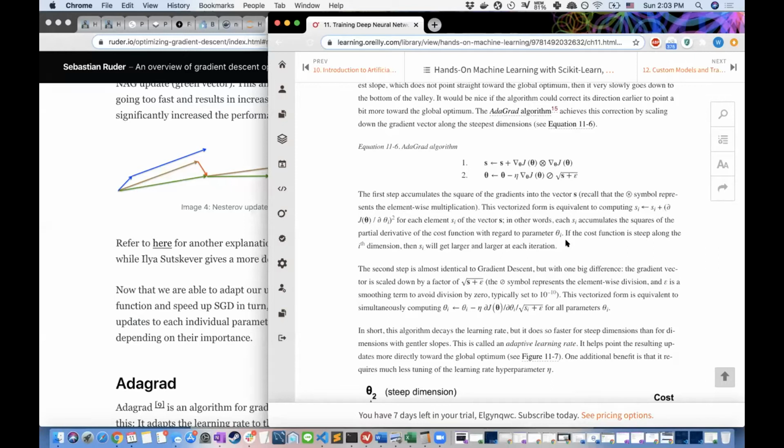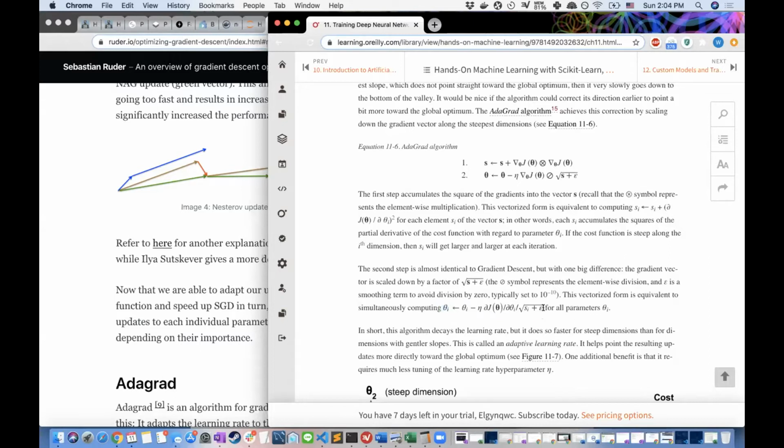If the cost function is steep along the ith dimension, then Si will get larger and larger at each iteration. The second step is almost identical to gradient descent, but with one big difference. The gradient vector is scaled down by a factor of square root of S plus epsilon. The symbol represents the element-wise division, and epsilon is a smoothing term to avoid division by 0, typically set to 10 to the power of -10.